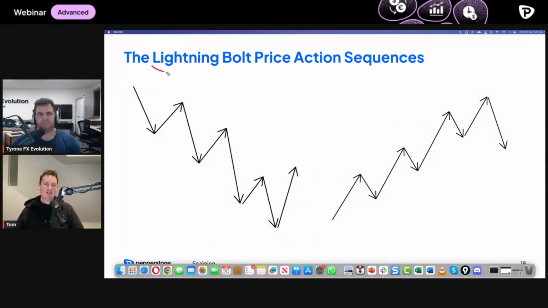This is where the lightning bolt price action sequence comes into things. And we can use this along with candlestick patterns and candlestick setups to potentially build a scalping or day trading system. So to begin with, we have a series of lower lows and lower highs, don't we, Ty? And then all of a sudden, something changes. What is the significance of what happens down here?